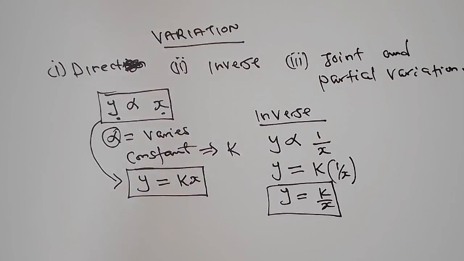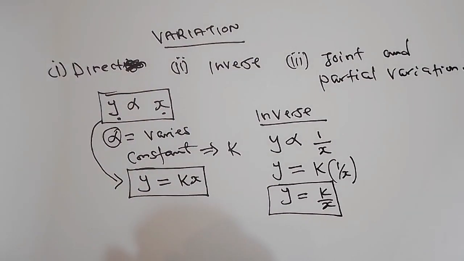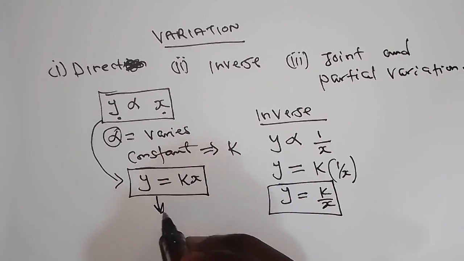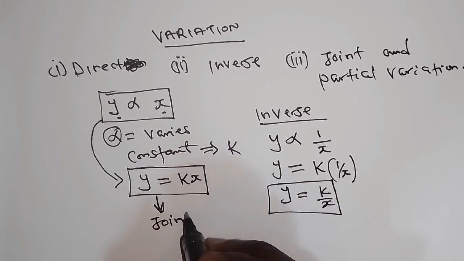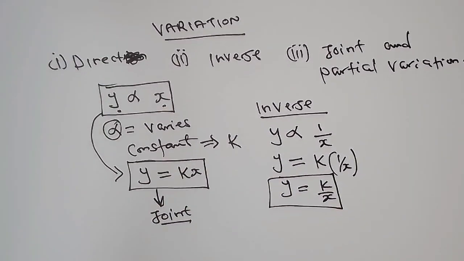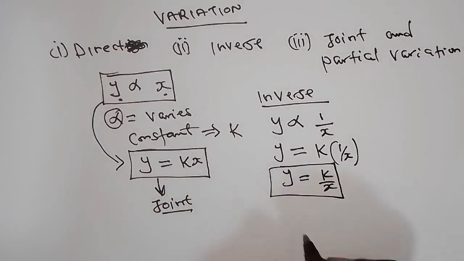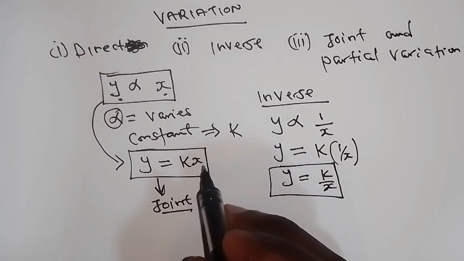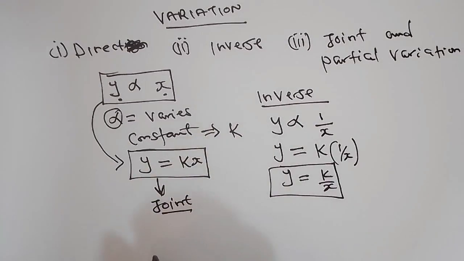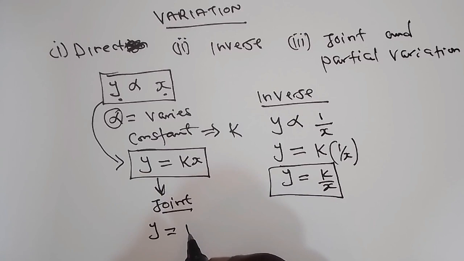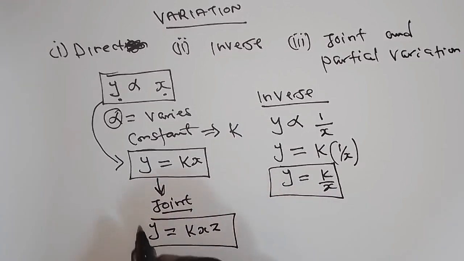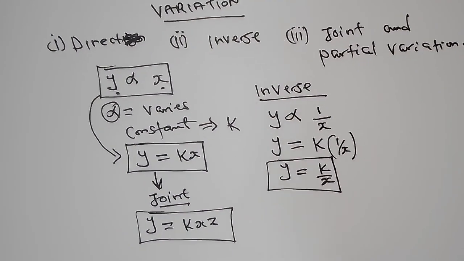And the other important thing that you need to understand is that direct variation can be combined, in what is called joint variation. A joint variation is where you now include another variable other than x. So it can be y is equal to kxz, for example. So that is a joint variation.